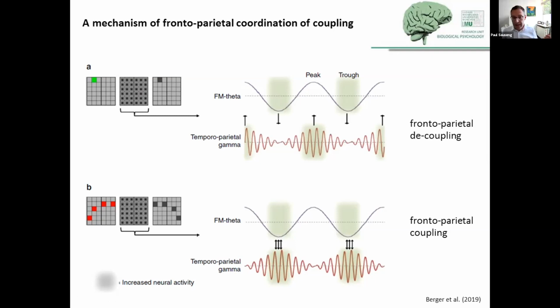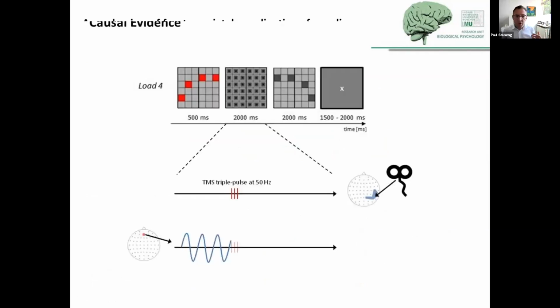fronto-parietal network. So we wanted to follow that up with a combined TMS EEG study to see whether this is really a causal mechanism that we identified there. So what we did was we had participants doing this most difficult condition, the load 4 with manipulation.